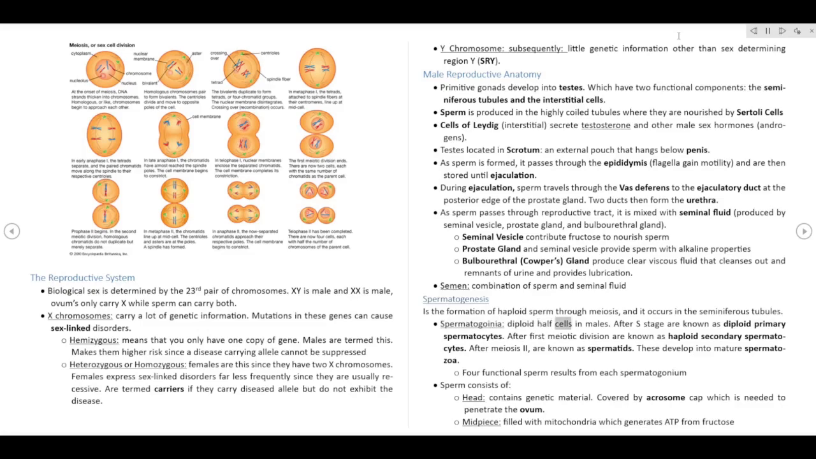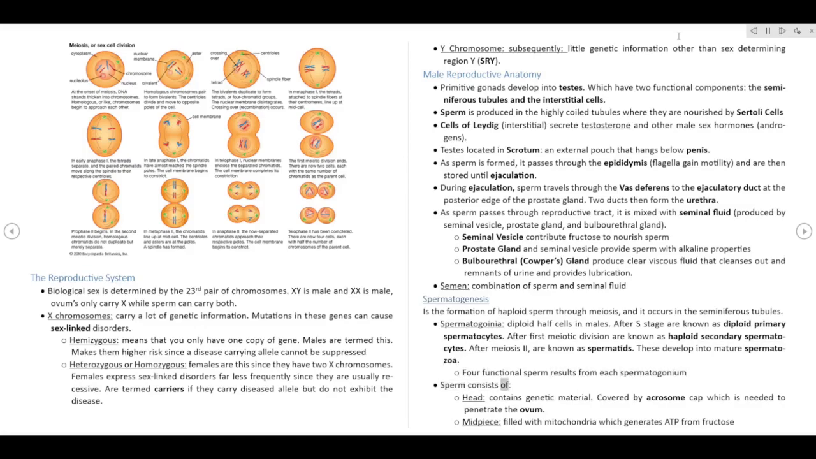Spermatogonia are diploid cells in males. After S stage they are known as diploid primary spermatocytes. After the first meiotic division they are known as haploid secondary spermatocytes. After meiosis II they are known as spermatids. These develop into mature spermatozoa. Four functional sperm result from each spermatogonium.